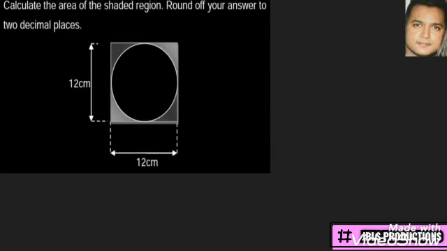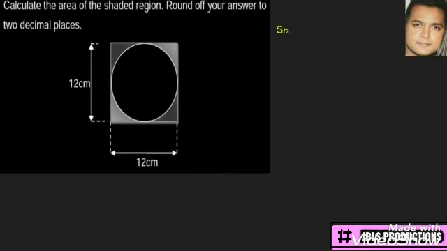Calculate the area of the shaded region. Round off your answer to 2 decimal places. Looking at this example, we can see that there are 2 shapes in front of us. Firstly, there is a square with all sides 12 centimeter, and then there is a circle there, and the diameter is 12 centimeter. So in order for us to get the shaded area, we need to subtract the smaller shape from the bigger shape. Our bigger shape will be the square, so let's work out the area for the square.